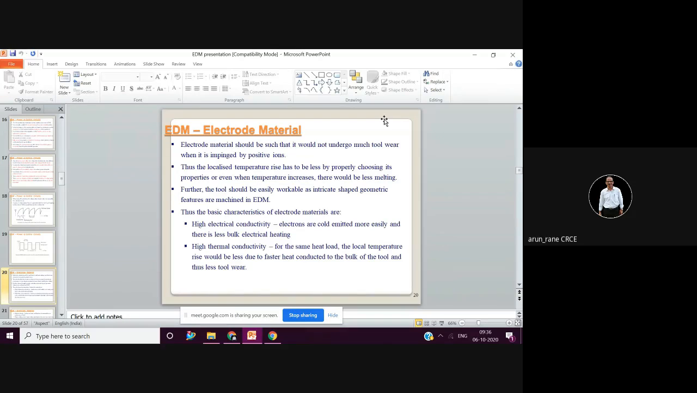Again, in there, graphite, that is carbon basically. Graphite is used when the material removal rate required is more. And as I have been telling, if the MRR is more, then you have to compromise on surface finish. So if you want a good surface finish, then you have to go for copper.